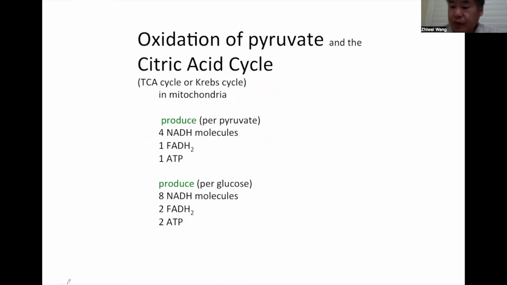So through the oxidation of pyruvate, and also going through this citric acid cycle, as I said earlier, it's also called the TCA cycle or Krebs cycle. It happens in mitochondria, and each pyruvate molecule will produce 4 NADH molecules, 1 FADH2 and 1 ATP. As we know, 1 glucose will produce 2 pyruvates, right? So if we talk about how many molecules of ATP, FADH2, and NADH are produced per glucose molecule, you'll have 8 NADH produced, 2 FADH2 produced, and 2 ATP produced.